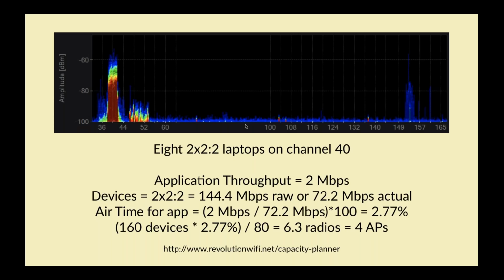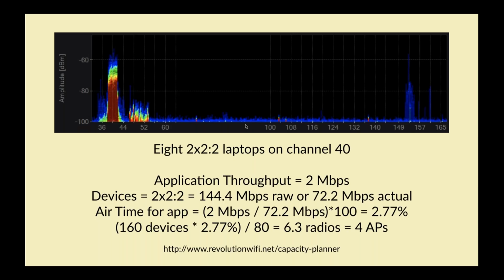So I did it based on, okay, what if there are 160 devices? You multiply that by 2.77%, and then there's a division by 80, because we won't really ever see 100% utilization on a radio. I like to base it off of 80% because at 80%, you're going to really start to see some performance hits.